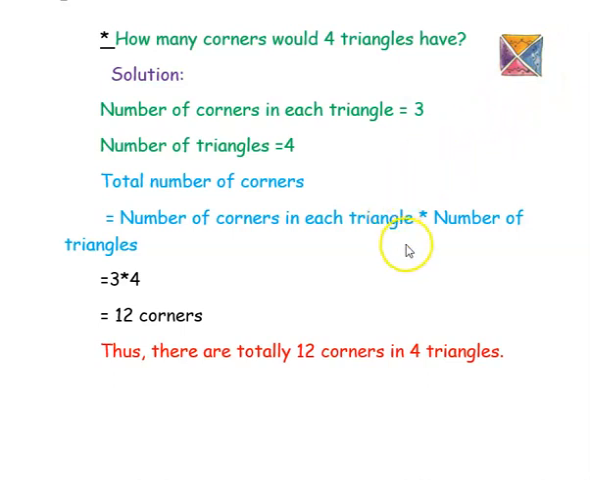That's nothing but multiplication. So here 3 is repeated 4 times. So what we are writing? The total number of corners is equal to number of corners in each triangle into number of triangles. So this is the formula. So number of corners in each triangle is, we know that it's 3, into number of triangles here is 4. So 3 into 4 is 12 corners. So thus there are totally 12 corners in 4 triangles.